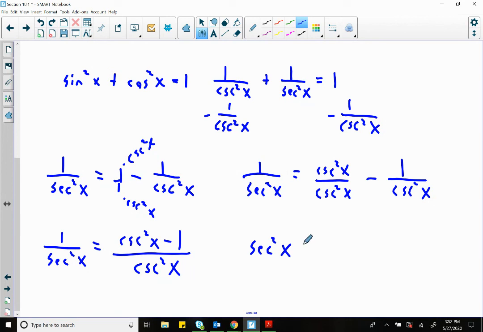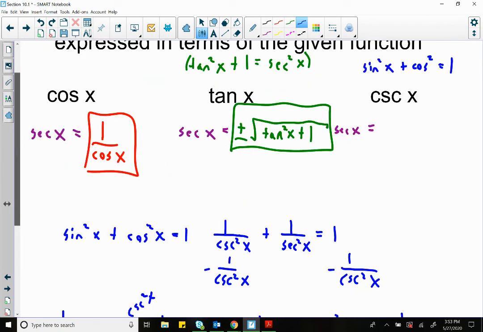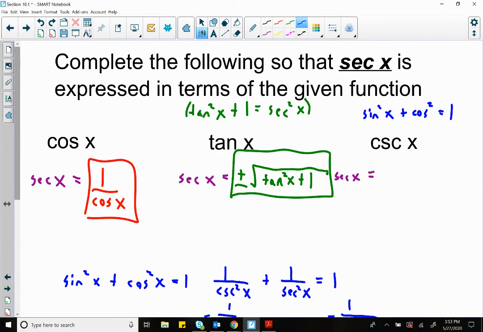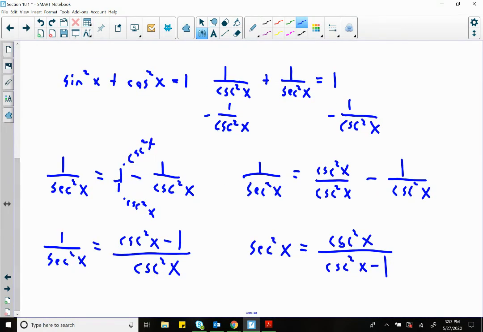Secant squared x is equal to cosecant squared x all over cosecant squared x minus 1. That is also true. If you want to put the 1 under that, that's fine. You can, but you don't have to. Now see how we're even closer to this answer of just secant. All we have now is, how do I get rid of something squared? And we're going to square root it.